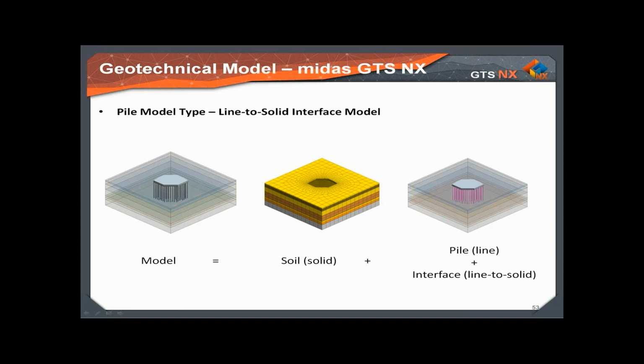So a solution that can also be done in Midas GTS NX is to consider the pile as a line of beam-type elements, converting a line to a beam and creating an interface to simulate its behavior. So the model is equal to the soil, which is composed of a solid mesh, plus the piles, which are lines converted to beams and interface line-to-solid.